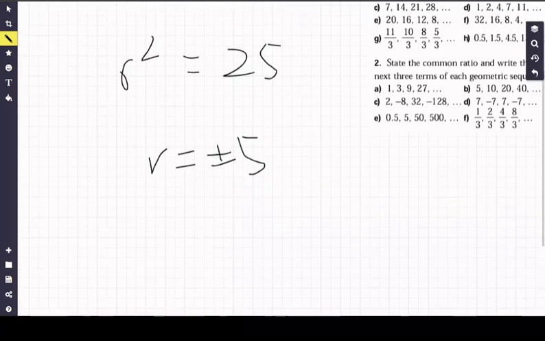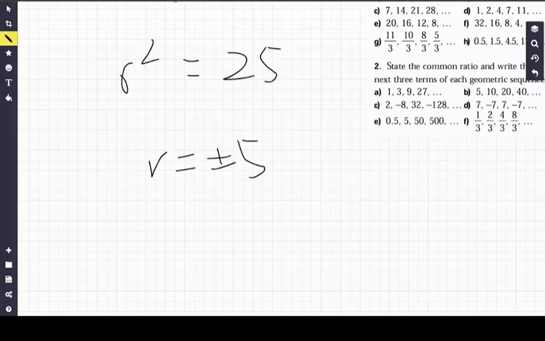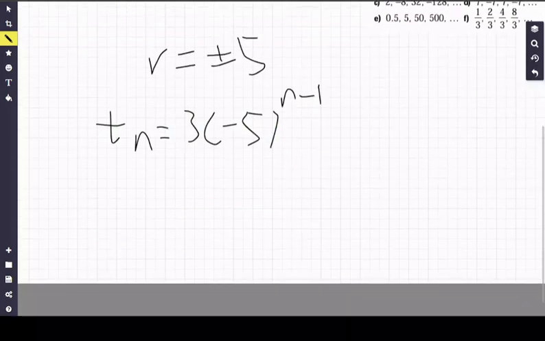So essentially R could have equaled -5, and that would have been very different. So that will give us Tn equals 3 times -5 to the n minus 1. And our first 3 terms would then be 3, -15, and 75.